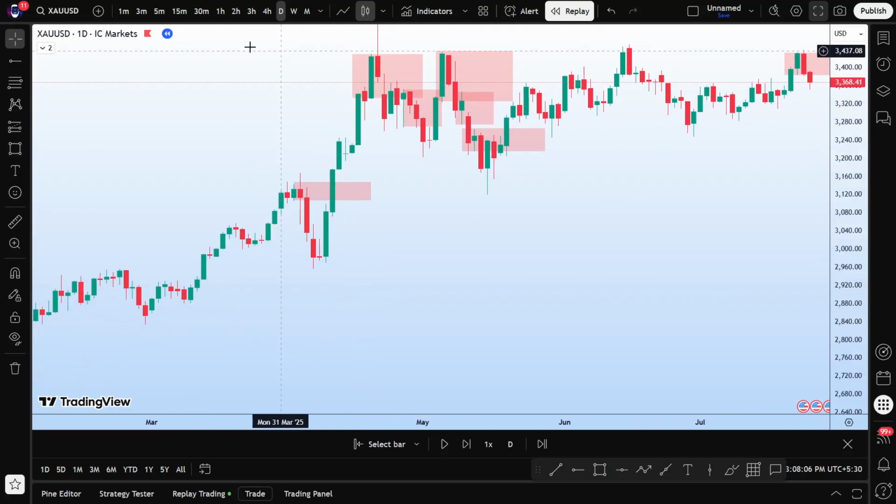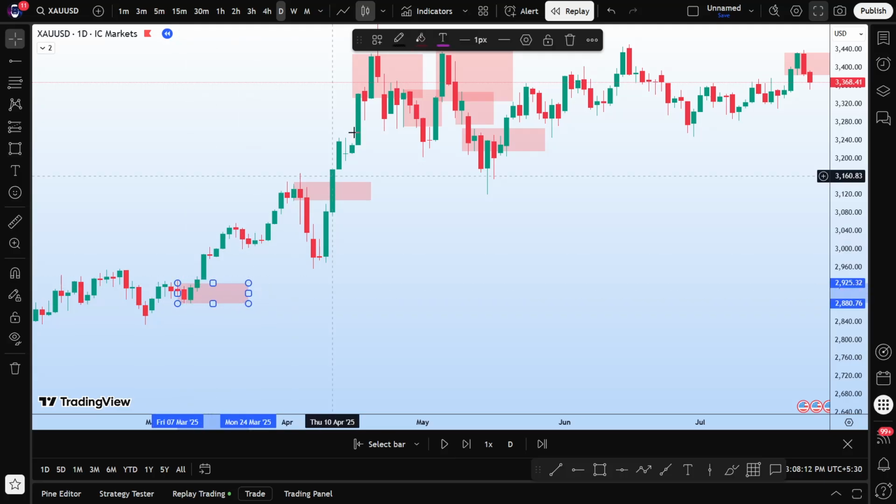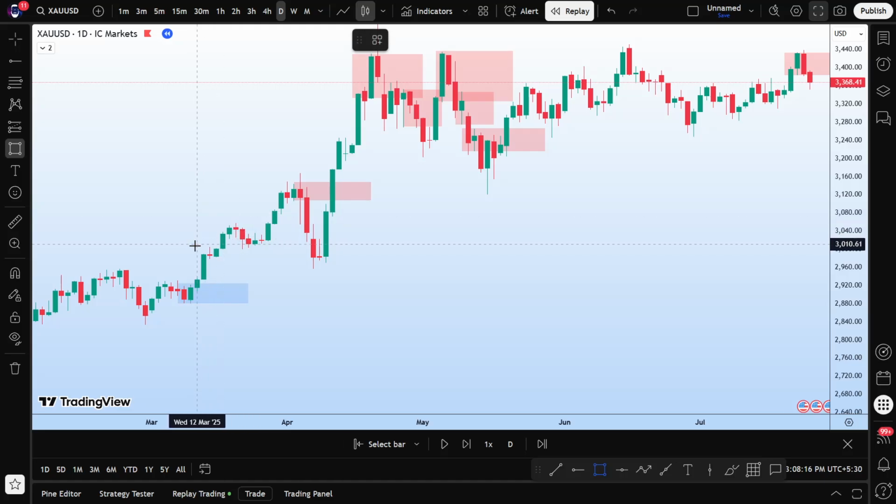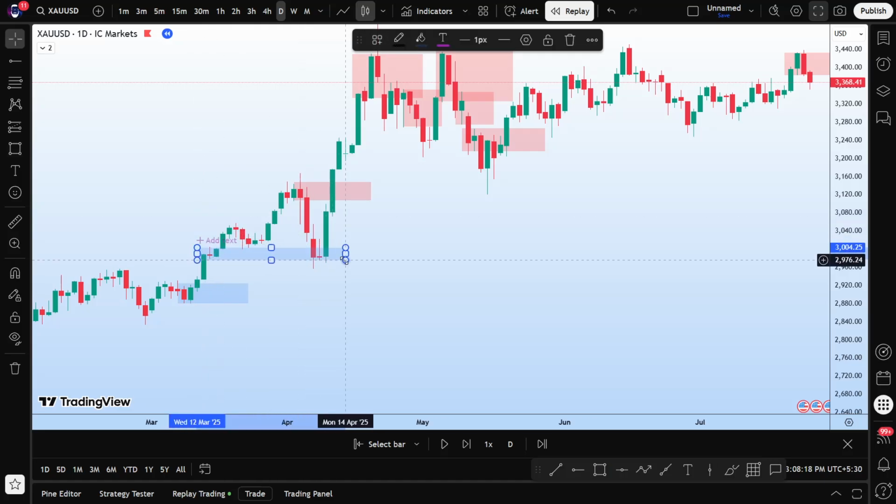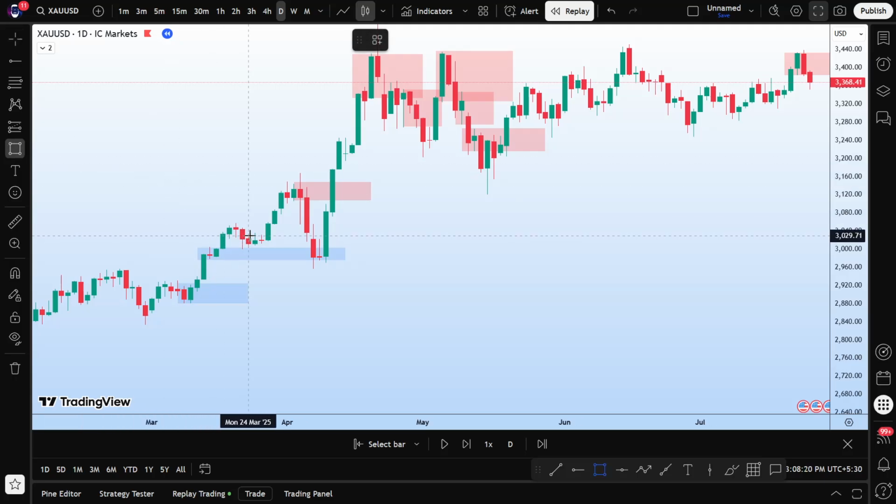Now let's look at a few buy examples over here. This is an engulfing buy, this is an engulfing buy, and this is an engulfing buy.